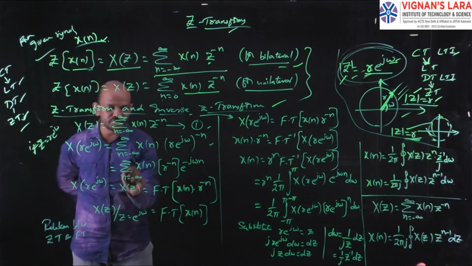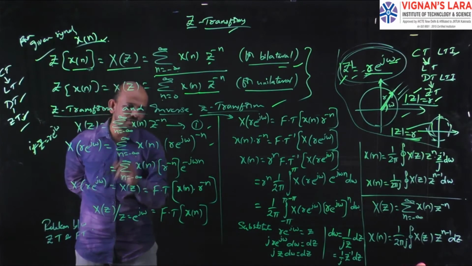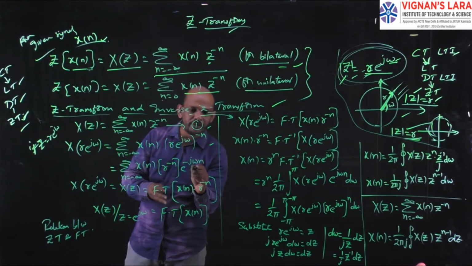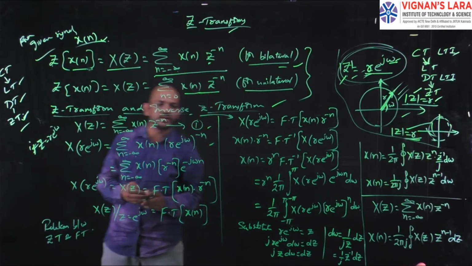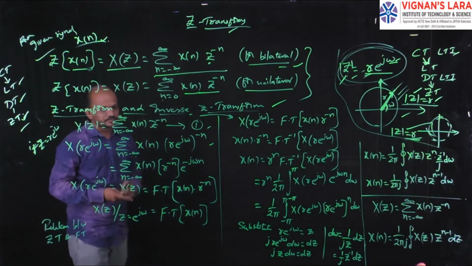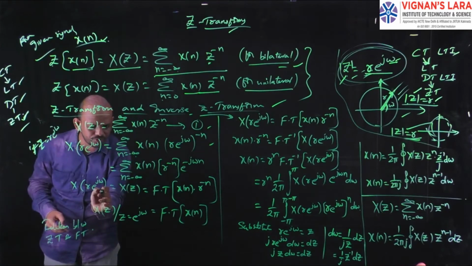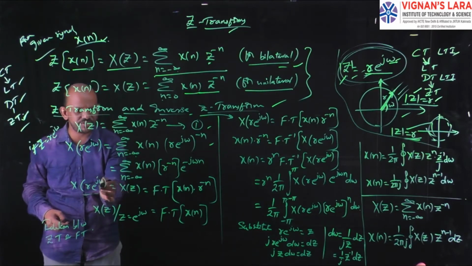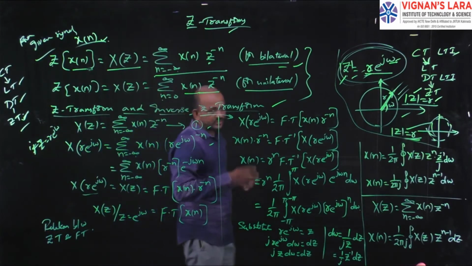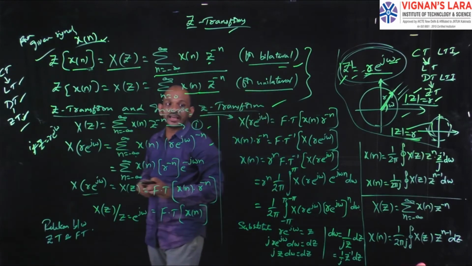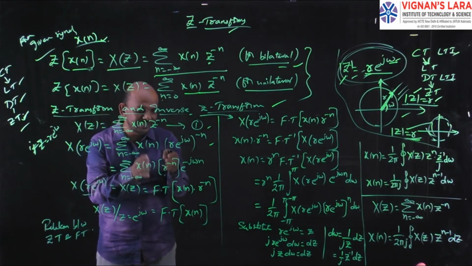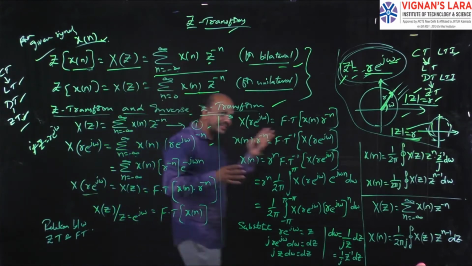Now that will be equal to summation n equal to minus infinity to infinity x of n, separating this, r to the power of minus n and e power minus j omega n, applying minus n to each factor. Now r e power j omega is nothing but z, so this equation is X of z. What is the discrete time Fourier transform? It is summation n equal to minus infinity to infinity of the signal into e power minus j omega n.